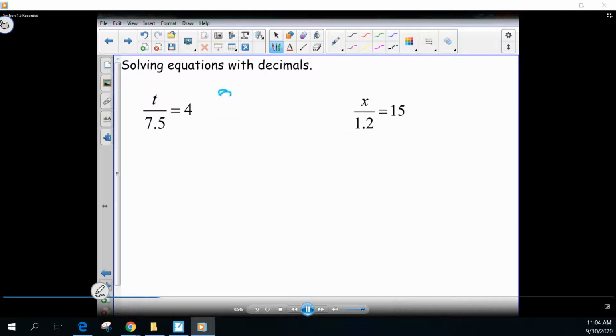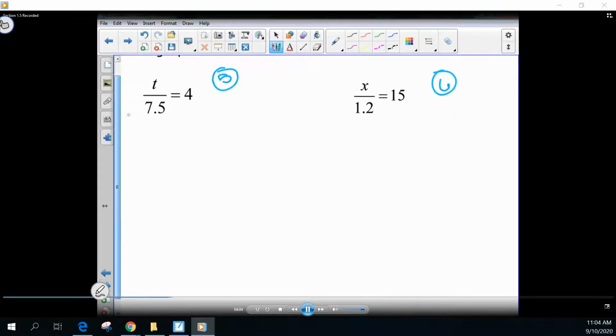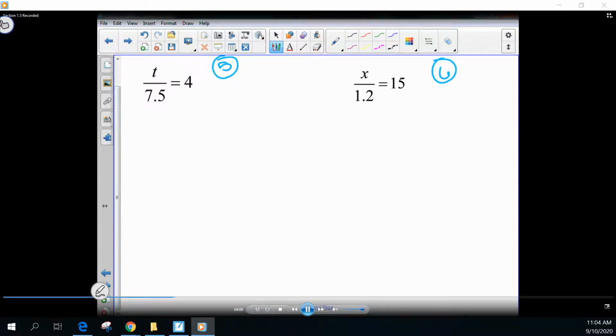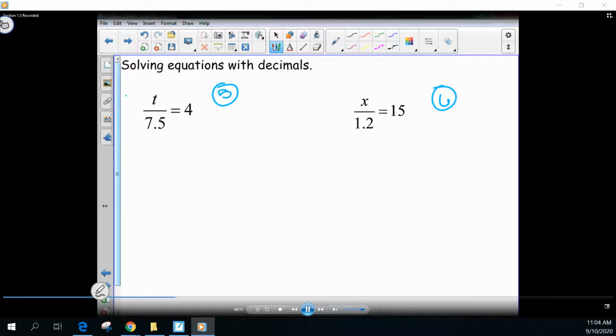Okay, next you have number 5 and 6. So number 5 is t over 7.5 equals 4. So this is t divided by 7.5 equals 4. So I need to do the inverse operation, which is multiply. So I need to multiply both sides by 7.5.